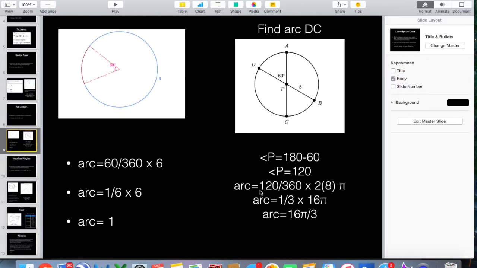So now we can continue, and it would be arc equals 120 over 360 times 2 times 8 times pi. So this would simplify to 1 over 3 times 16 pi, because we already simplified this fraction and we multiplied these two, and pi would just come along. And this would actually go to arc equals 16 pi over 3.